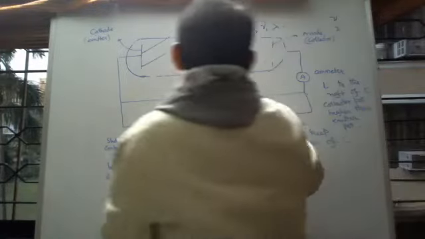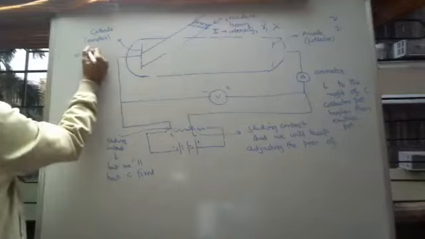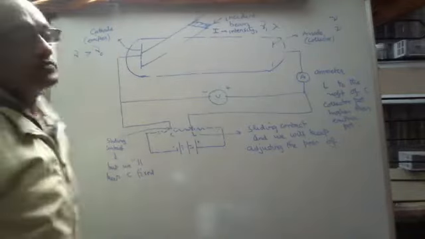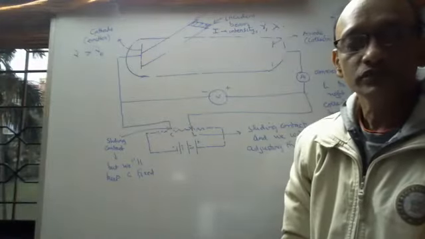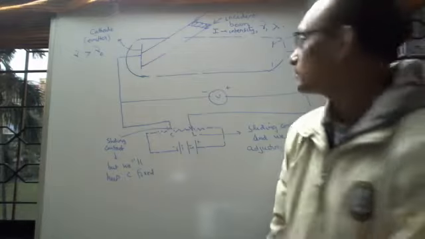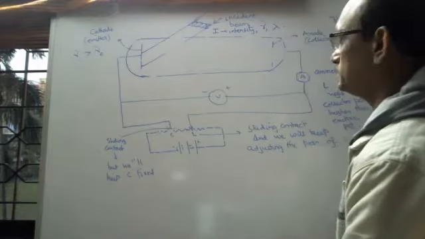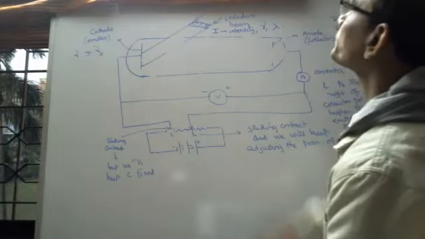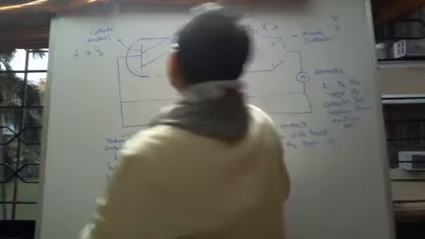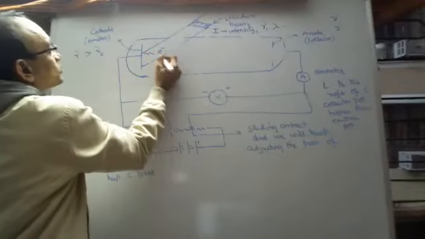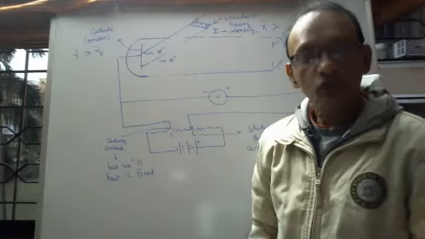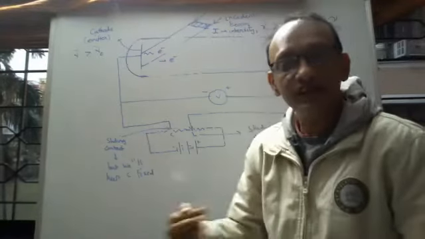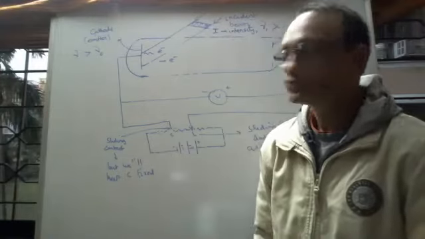So I'm assuming that this nu is more than nu naught. Now what happens is, if nu is more than nu naught, you would expect photoelectrons to be emitted with varying kinetic energies, right?